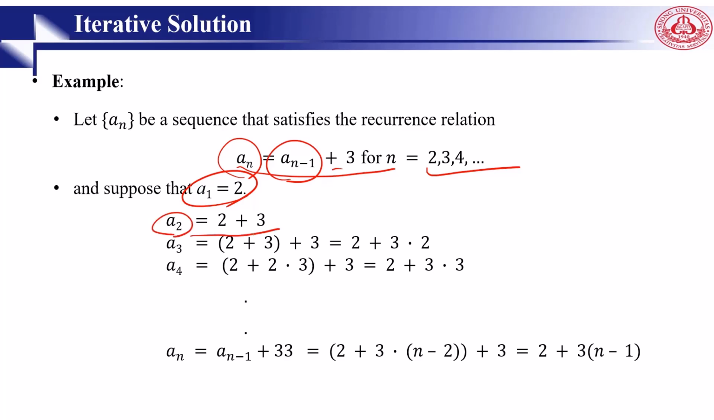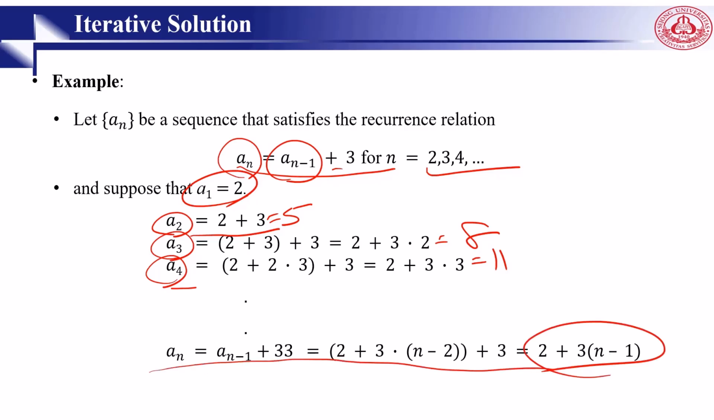So for 2, it is 2 plus 3. For 3, it will be 5. 5 plus 3 is equal to 8. For this one, it will be simply the previous one plus 3. So it comes to here, and it will give us 11, right? So finally, if we do it, we will come up with this closed form, 2 plus 3(n minus 1).